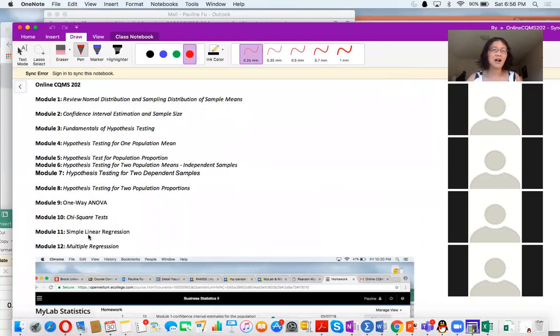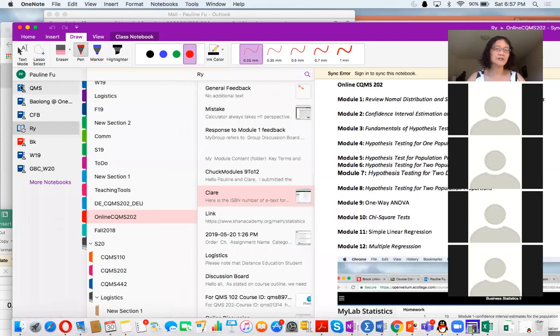So actually, this is our online modules. We did some questions about module 4. Module 5 is about hypothesis test for population proportion. Module 6 is two population means, independent sample test. And module 7 is two dependent samples. I'm going to pause a moment to see if you have any questions.